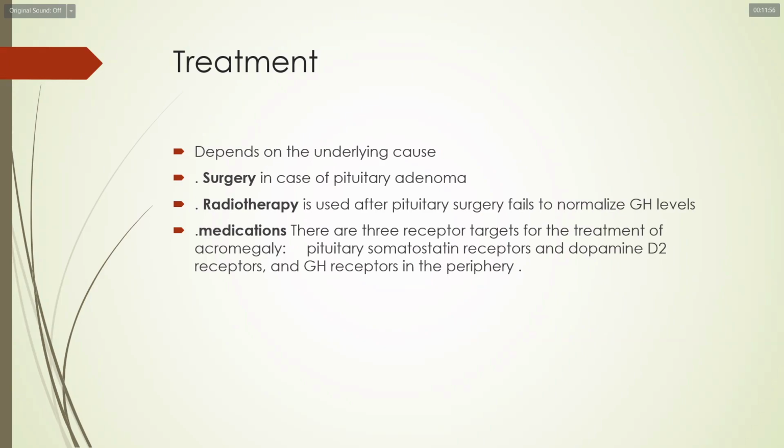Treatment depends on the underlying cause. First, surgery in case of pituitary adenoma. And if pituitary surgery fails to normalize GH levels, we use radiotherapy. Also, we may use medications like somatostatin analogs to limit GH production, or GH receptor antagonists to stop GH from binding to target tissues. Next.